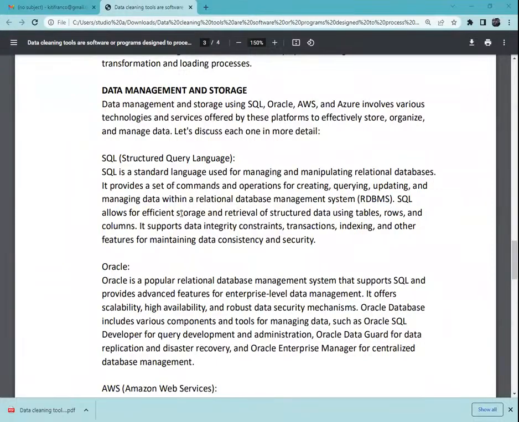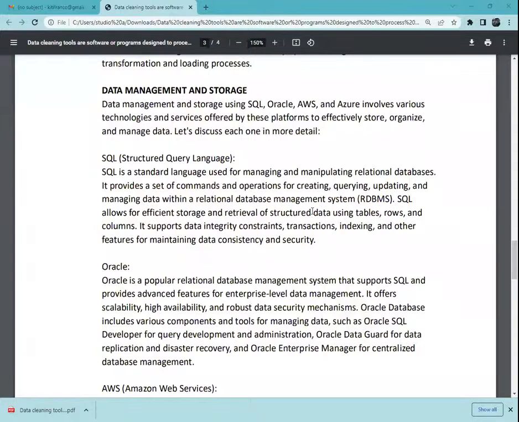It provides a set of commands and operations for creating, querying, updating, and managing data with a relational database management system. So whenever you see these RDBMS, first of all, you know that DB stands for what? Database. R is relational, and it is a relational database management system. SQL allows for efficient storage and retrieval of structured data using tables, rows, and columns. It supports data integrity constraints, transactions, indexing, and other features for maintaining data consistency and security.